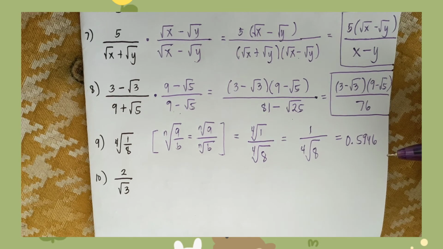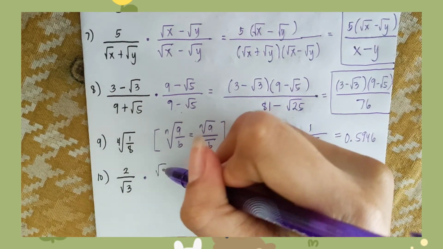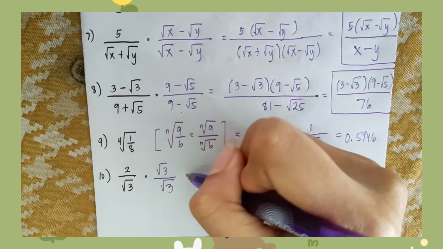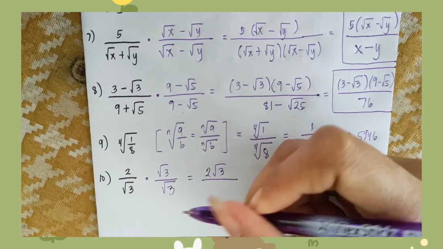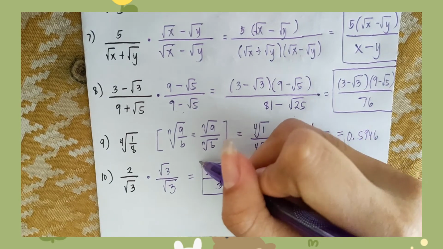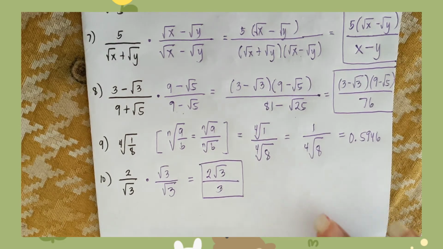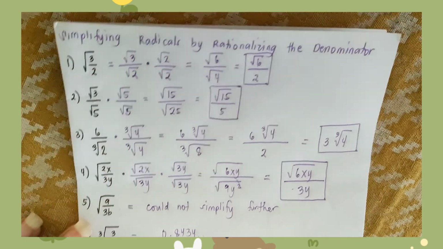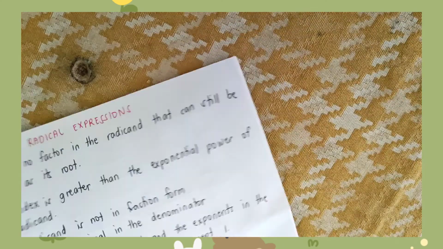So last but not the least, number 10. 2 all over square root of 3. So we need to rationalize. 2 square root of 3 all over 3 times 3 is 9, and the square root of 9 is 3. So that ends our discussion in simplifying radicals by rationalizing the denominator.